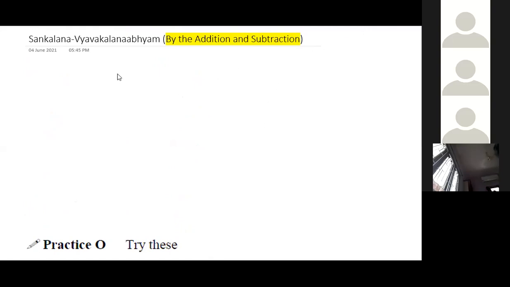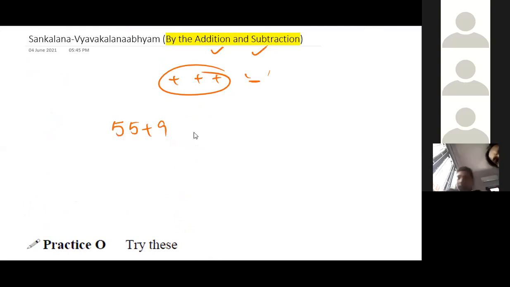Okay, let me explain first. By the addition and by the subtraction: till now we have done additions only, with the plus only. Now we are going to deal with minus. See, in the previous exercise, somewhere it is 55 plus 9. Instead of adding 9, we are adding 10 first, and later in the answer we do that minus 1. That will be 55 plus 10 is 65, minus 1 will be 64.